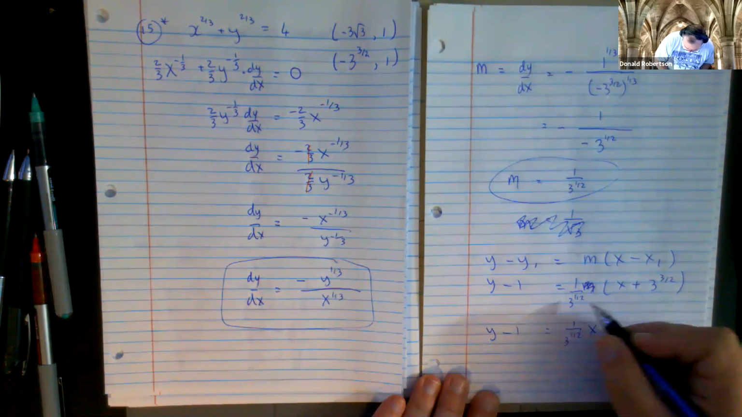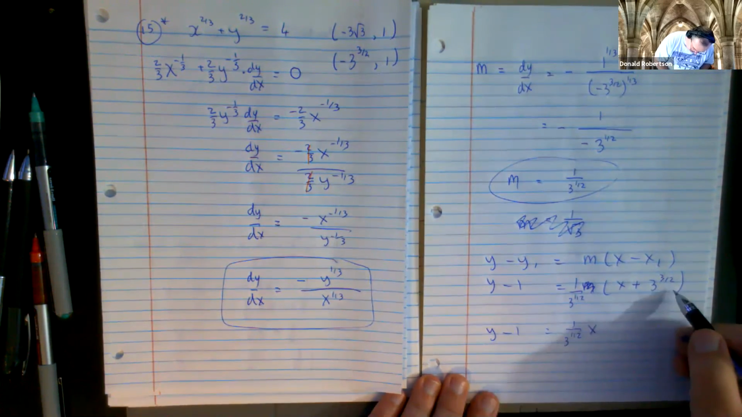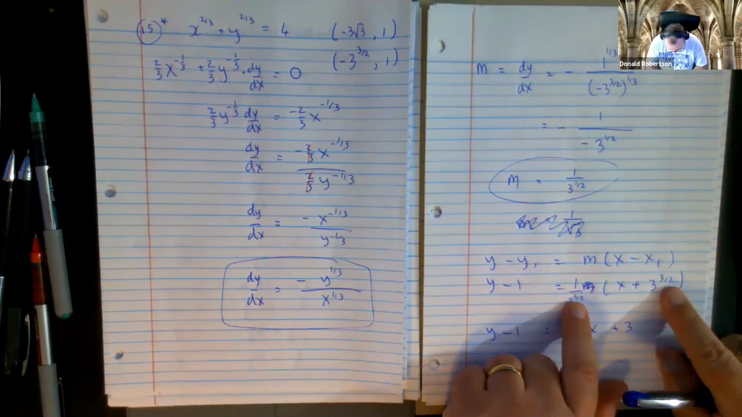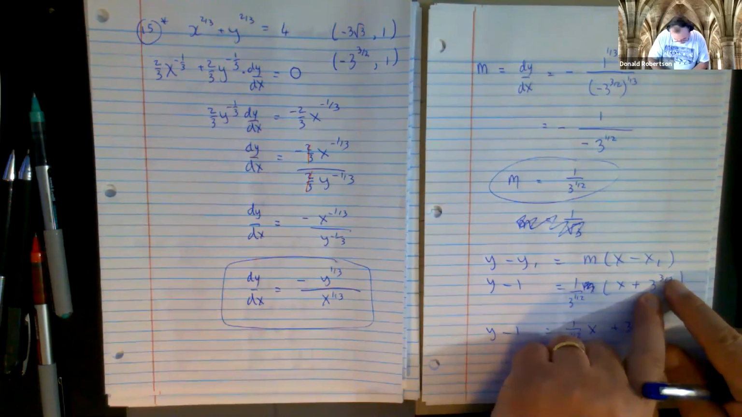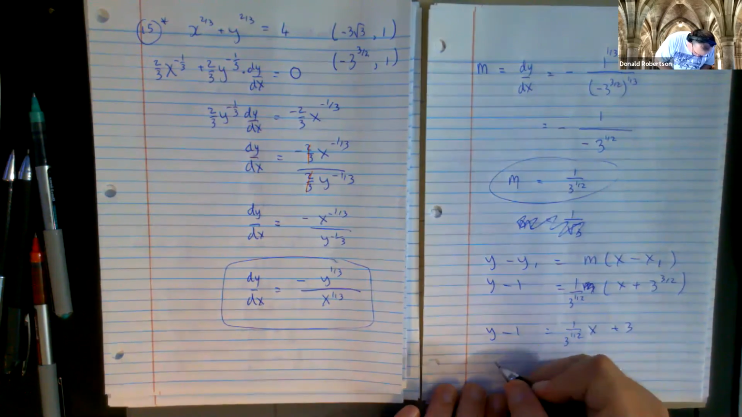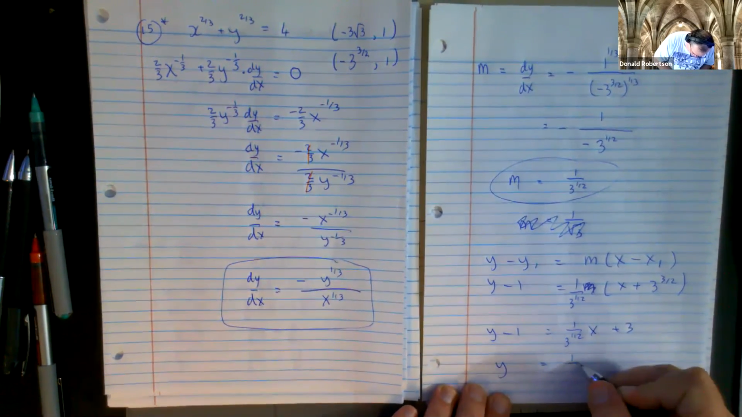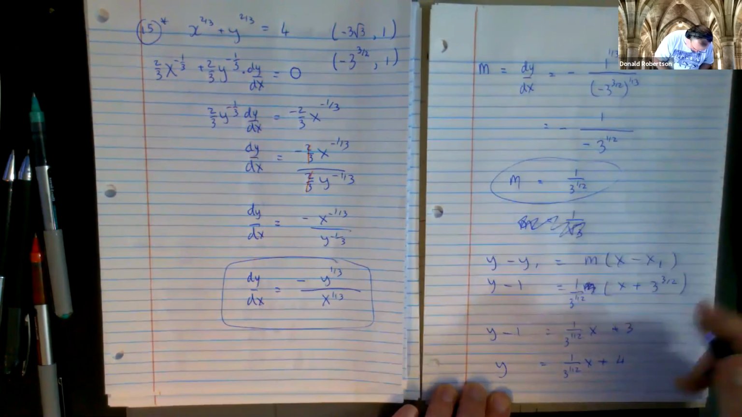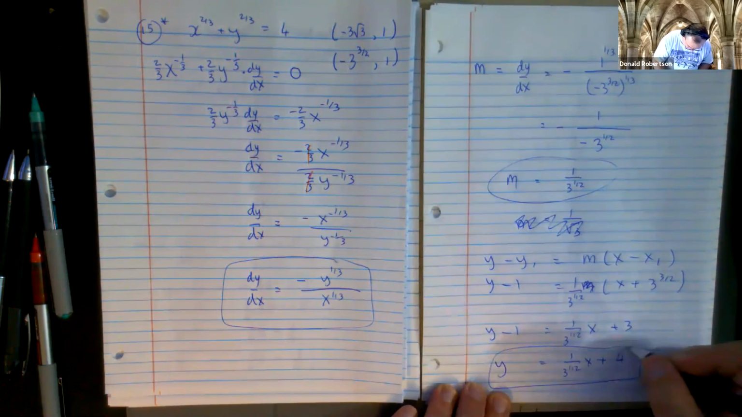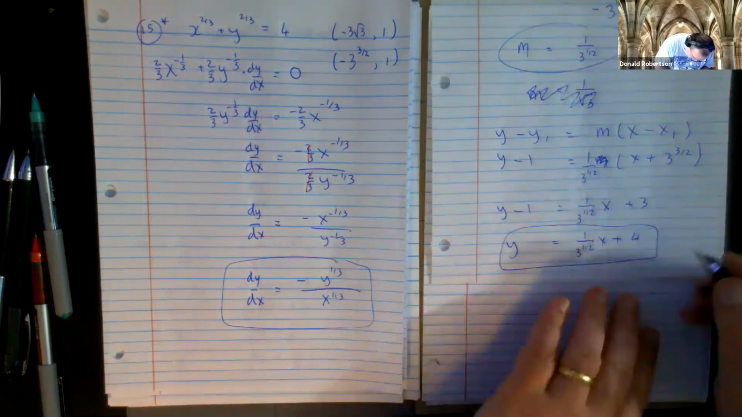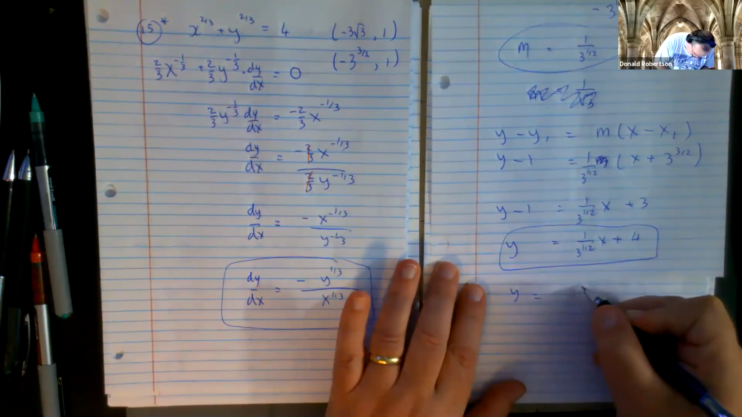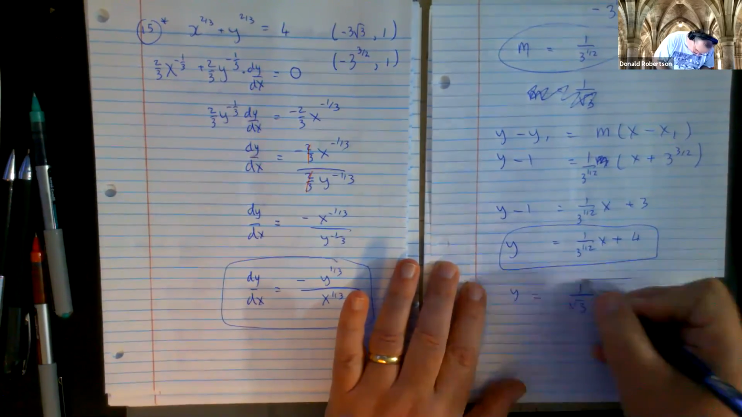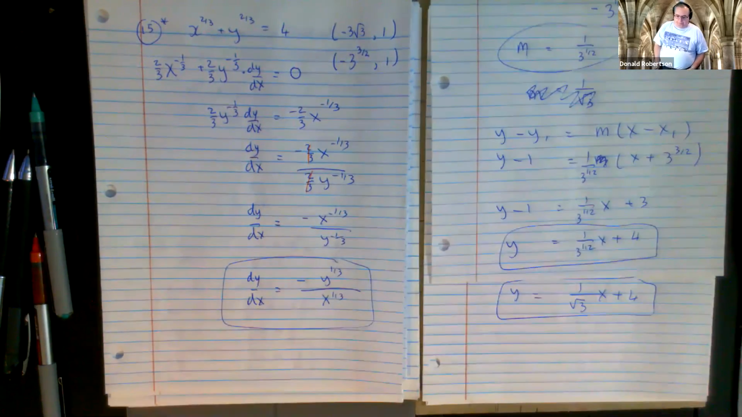Oh, that works quite nicely because that times that gets you 3. If you take this and this, you subtract a half power, you get 3 to the 1, you get 3. That's quite nice. And so you get 1 over 3 to the half x, add 4, and that is correct. Or if you don't like 3 to the half, you could do that guy, I guess. It's just the same thing. And we're finished.